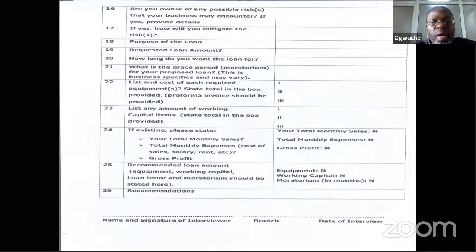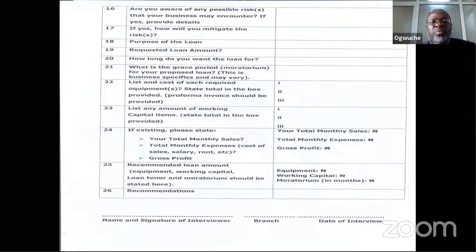List costs of each required equipment. We've already looked at the required equipment, and then we've looked at the working capital. So here, again, you will be expected to repeat it. So it's important that when you are going for that interview, you go with the agric loan application form, where you will be able to reproduce the list of equipment and the amount of money assigned to each of them. The same also with the list of working capital and the amount against each.